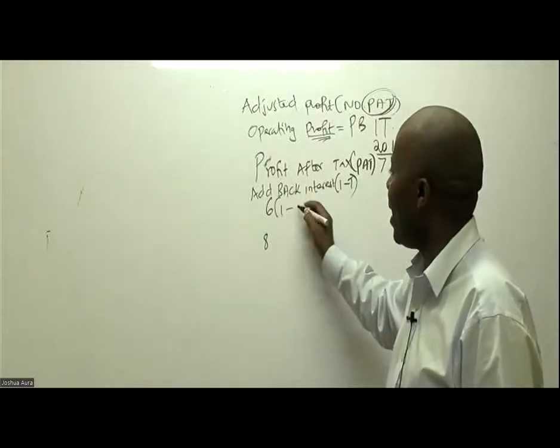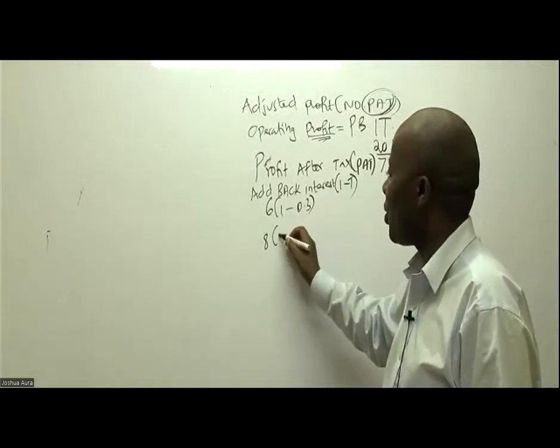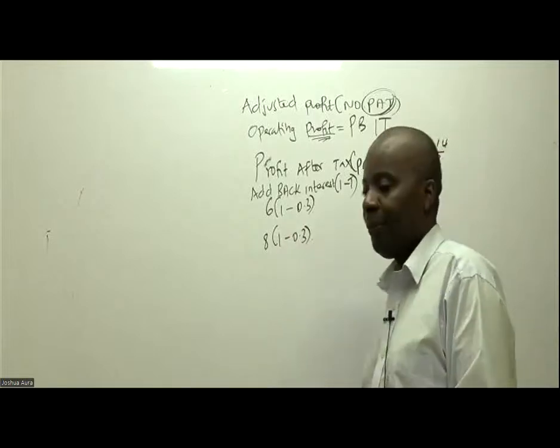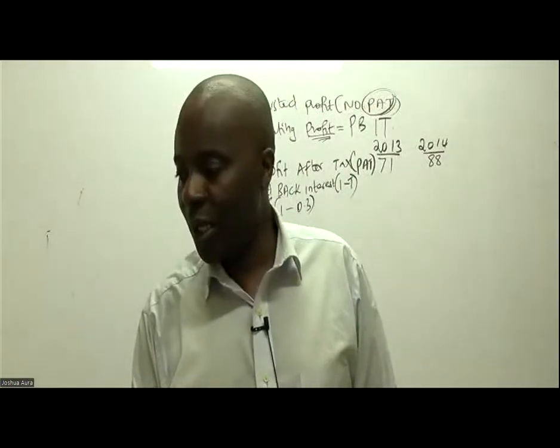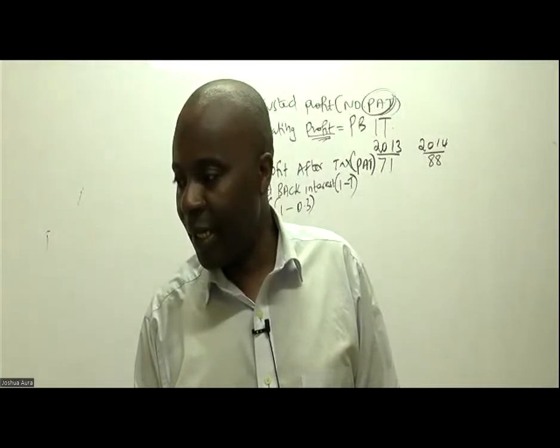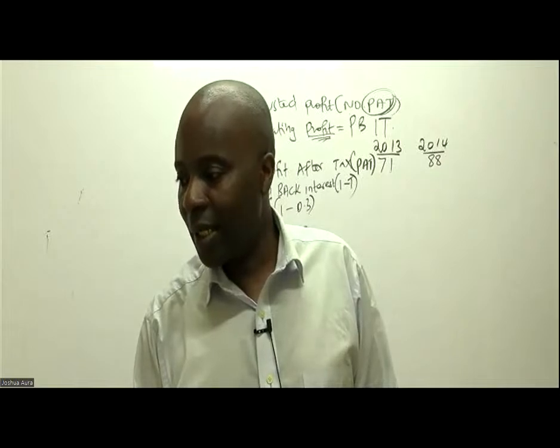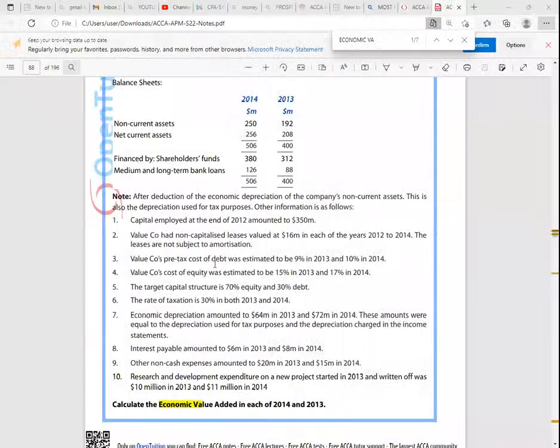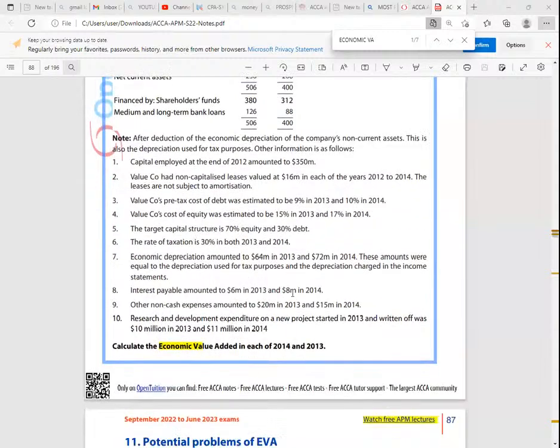So 1 minus the tax you're told in this question, which is 30%. Is there somebody who is able to see this figure of tax? It must be somewhere here. Tax rate, note number 6, 30% in both 2013 and 2014.